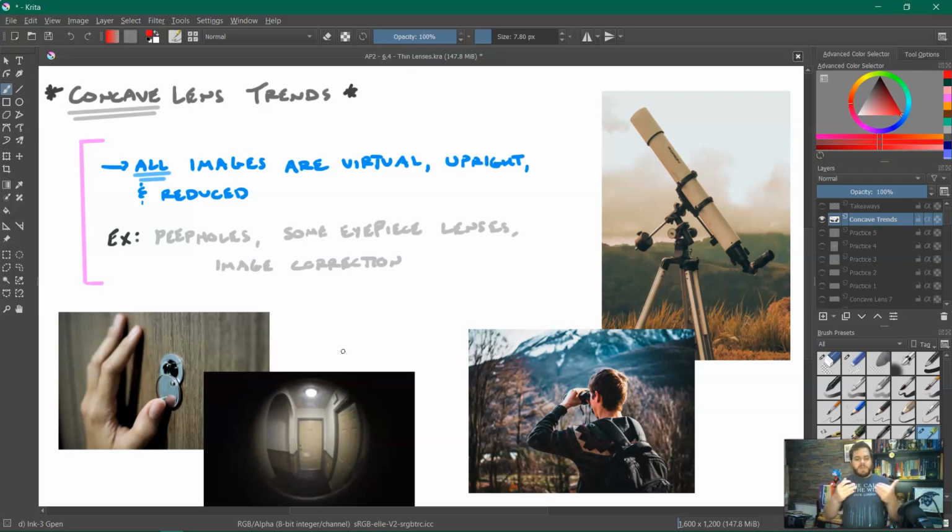So essentially, if the image has been converged too much, it helps diverge it back out so you can see it a little better. And we also use them in conjunction with convex lenses to try to correct some image distortions and things like that. But they're definitely far less common than convex lenses.